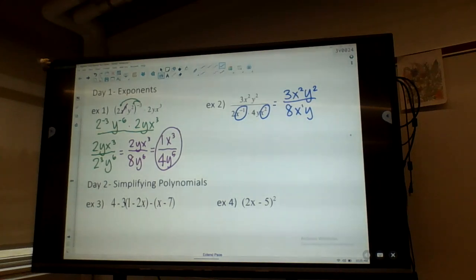Now I look and I see that there's more x's on the top and more y's on the top. Now the 3 over 8 is just going to stay as it is. Every once in a while I see someone subtract those because they're thinking of exponents. Just treat those like normal fractions. So the x and the y are going to end up on top because there's just one more on top.